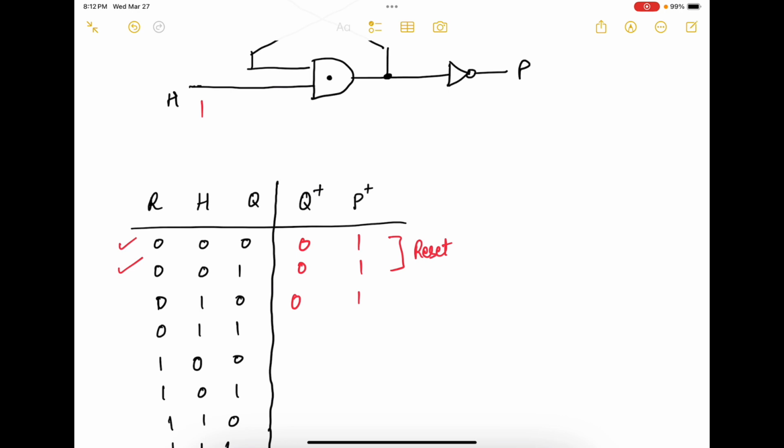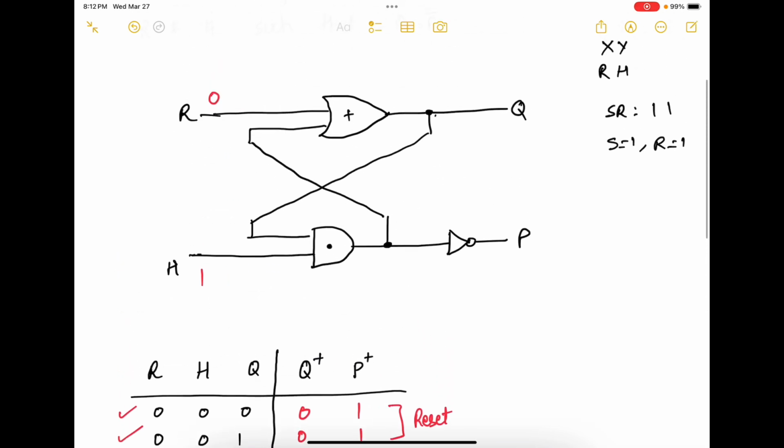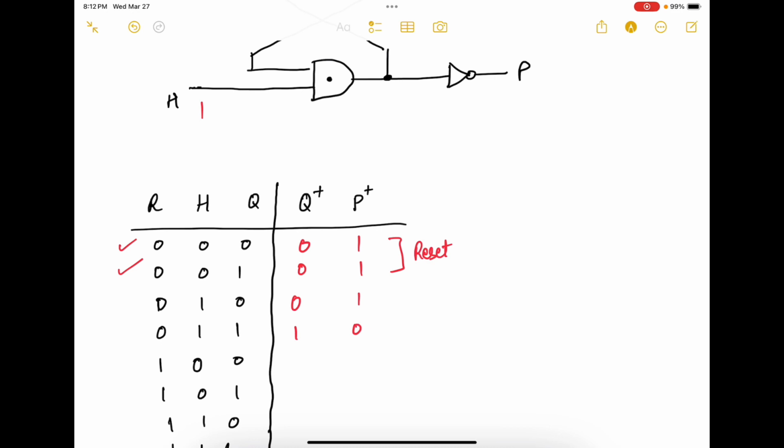Let's take the next combination. R is 0, H is 1, and Q is 1. So when Q is 1, 1 goes down here. 1 and 1 is 1. 1 flip is 0. This 0 goes up. 1 or 0 is 1, and the circuit stabilizes. Therefore, when R equals 0, H equals 1, and Q equals 1, your Q plus is going to remain at 1. This will be 1, and this will be 0. If you look at this, this corresponds to the hold state. In both these cases, P and Q are complementary. So these inputs are okay as well.